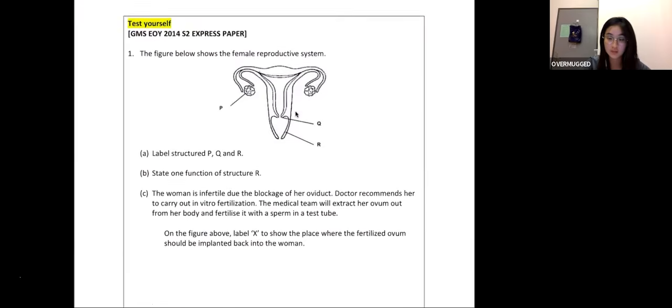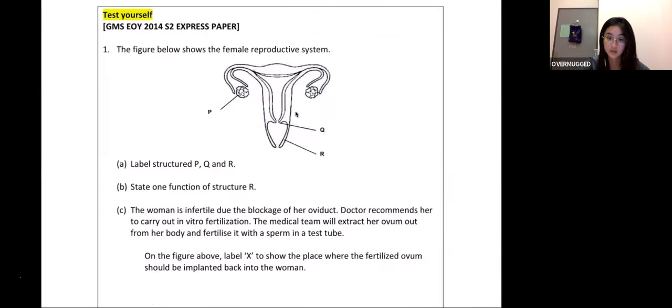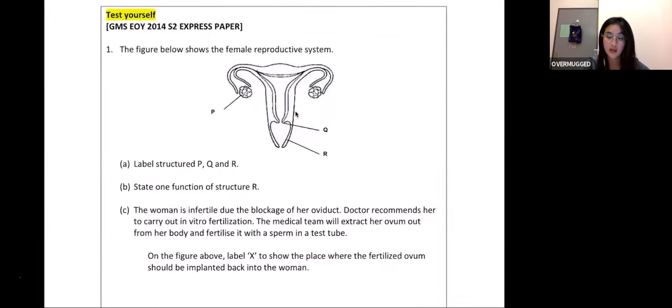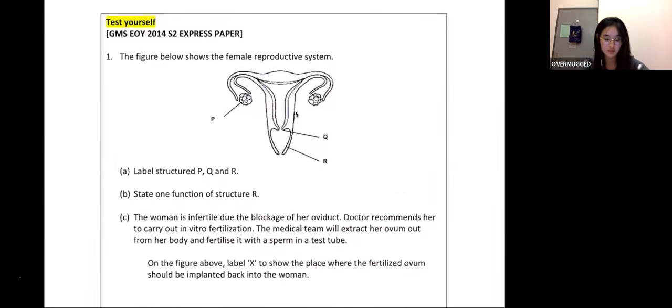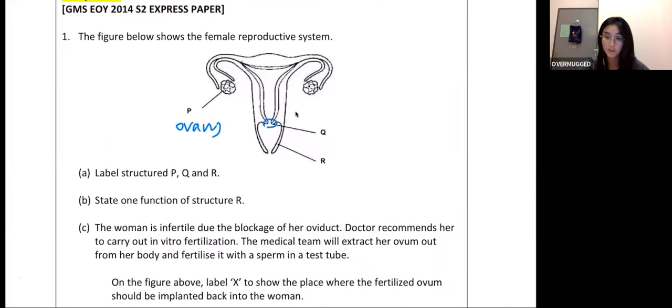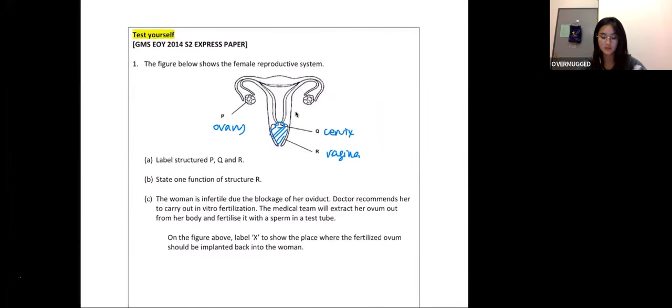Now, in the interest of time, I'm just going to do this question on the spot with you guys. Okay, so label structures P, Q, and R. This is the front view of the female reproductive system. P, you can see it is pointing to this bean-shaped thing, right? This is your ovary. Okay, then Q over here, it is the narrow opening that is called the cervix. Then R, okay, is referring to this canal that is your vagina. Okay, so must remember where each of these organs are.